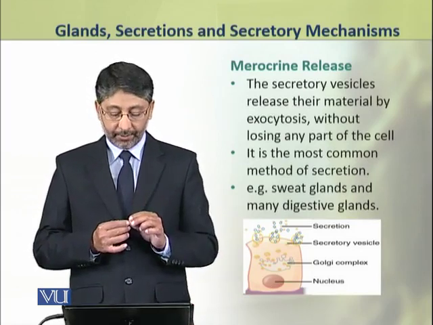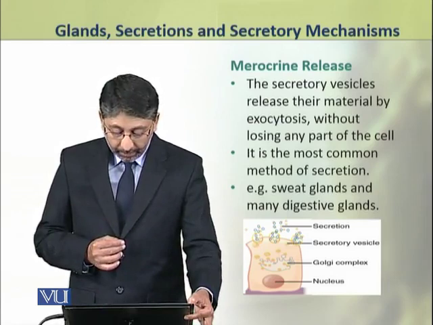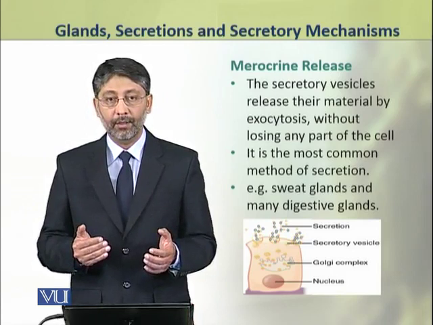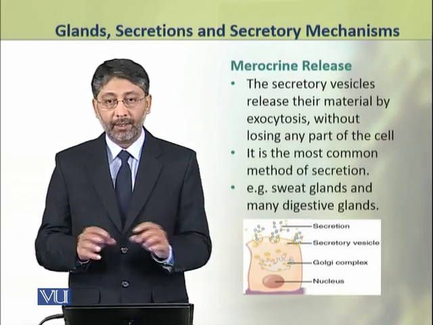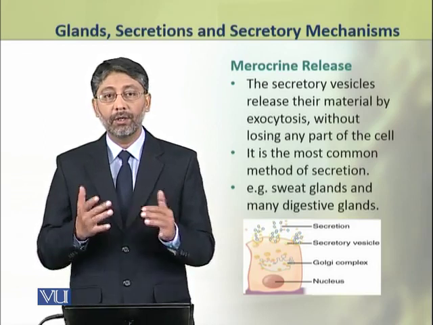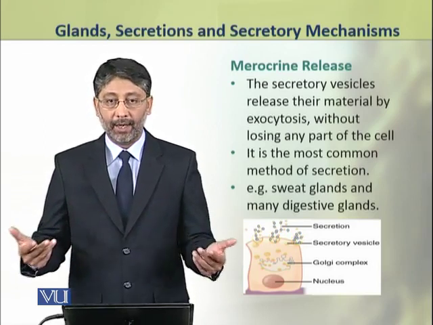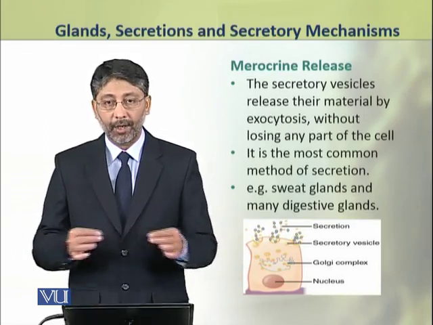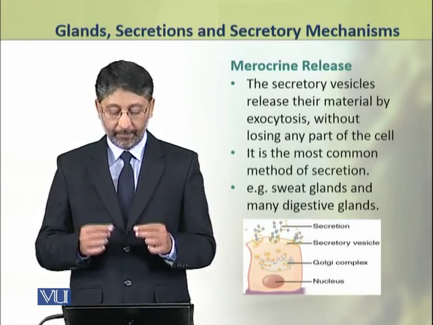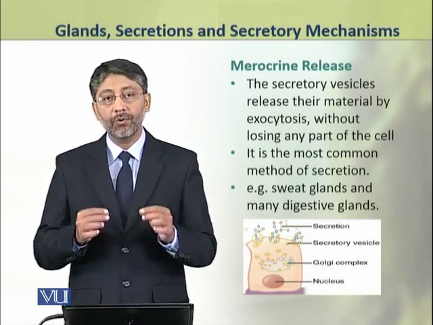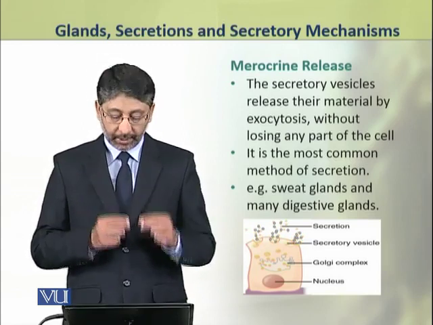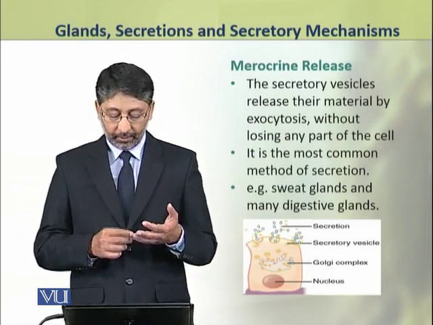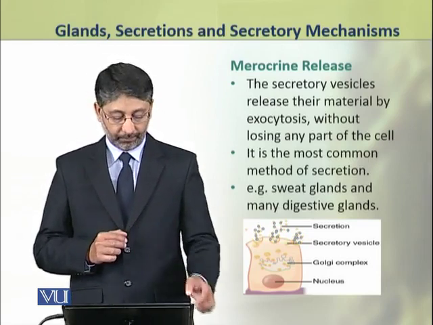During Merocrine release, the secretory vesicles release their material by exocytosis. Secretory vesicles cell membrane के करीब आते हैं, सेल मेम्ब्रेन में ओपनिंग पैदा होती है और जो secretions हैं वो सेल से बाहर आ जाती है. In this release, there is no loss of cytoplasm or any component of the cell. This method is the most common method of secretion. It is seen in sweat glands and many digestive glands.